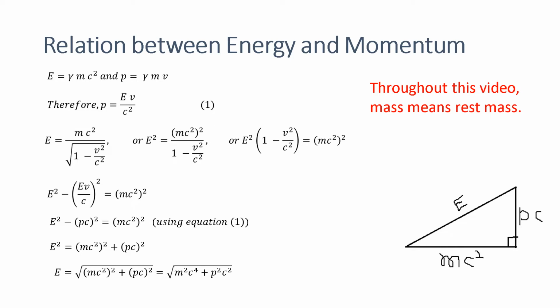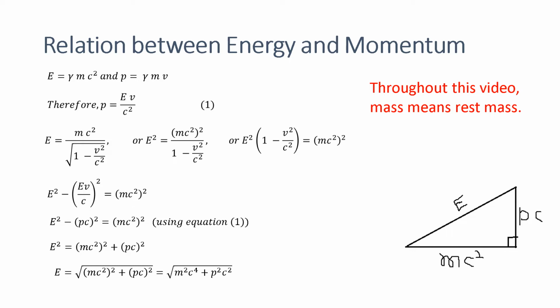We take the square on both sides, then we do cross multiplication. After that we expand. So we get E² minus (Ev/c)² equals (mc²)². From equation 1 we find that Ev/c² equals p. This means Ev/c equals pc. We use that, then we get E² minus (pc)² equals (mc²)². We rewrite this as E² equals (mc²)² plus (pc)².